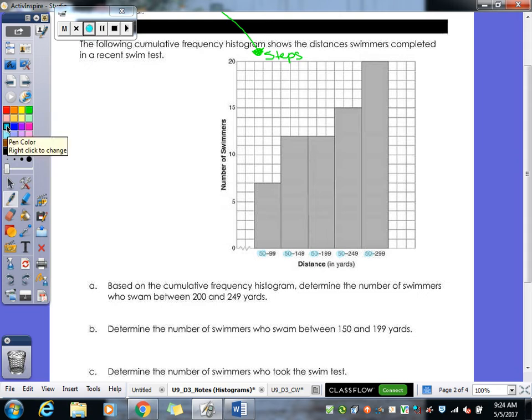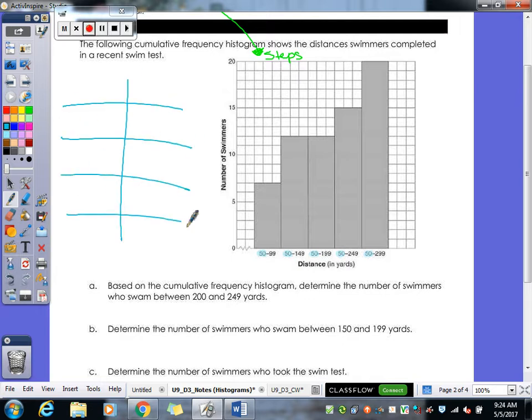So with our cumulative frequency histograms, the easiest thing to do is to create a table where you're breaking them apart, so it's not cumulative anymore. So let's create a table. With our table, your first interval is still going to be that same first interval that's on your graph. So 50 to 99. So how many did we have in this first bar here? 7.